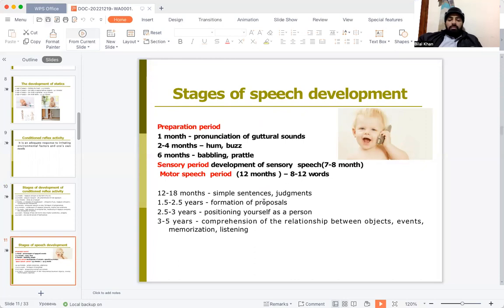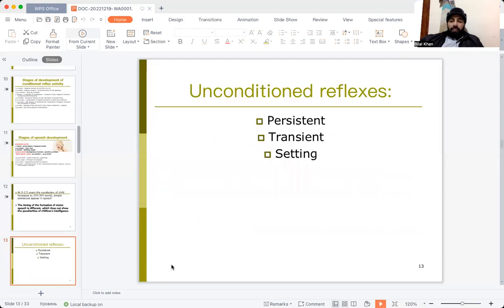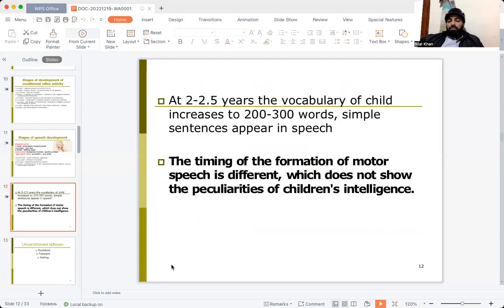12 to 18 months: simple sentences, judgment, formation of proposals, positioning yourself as a person, comprehension of relationships, objects, events, memorization, and listening. So these continue to 3 to 5 years. At 2 to 2.5 years, the vocabulary of the child increases to 200, 300 words, and simple sentences appear in speech. The timing of the formation of motor speech is different, which does not show the peculiarities of the children's intelligence. So sometimes intelligence is also related to speech.